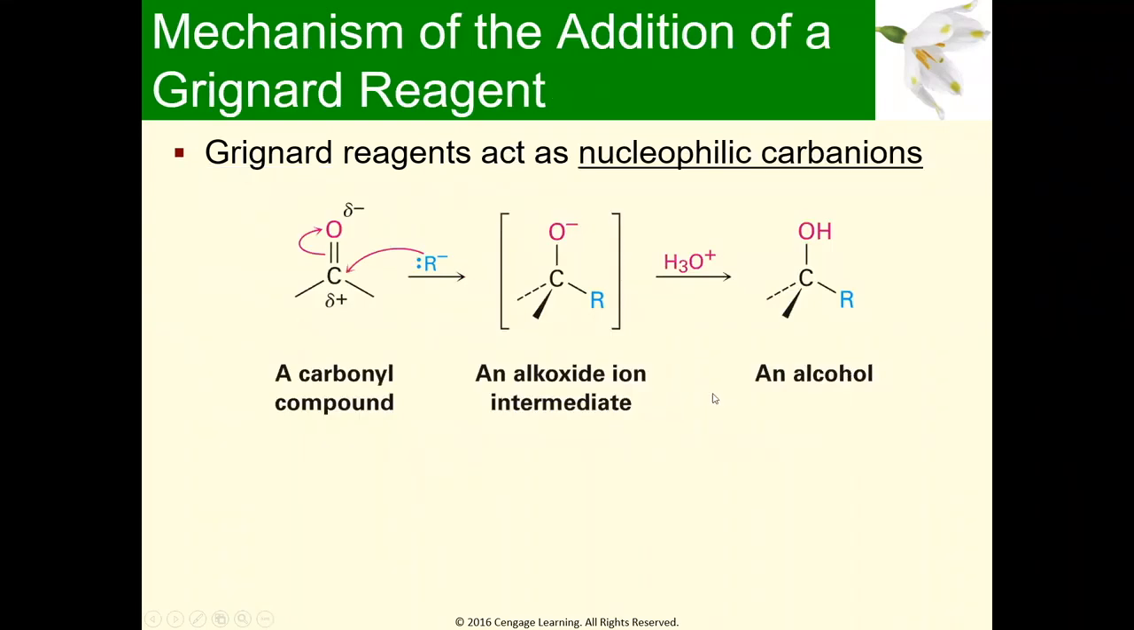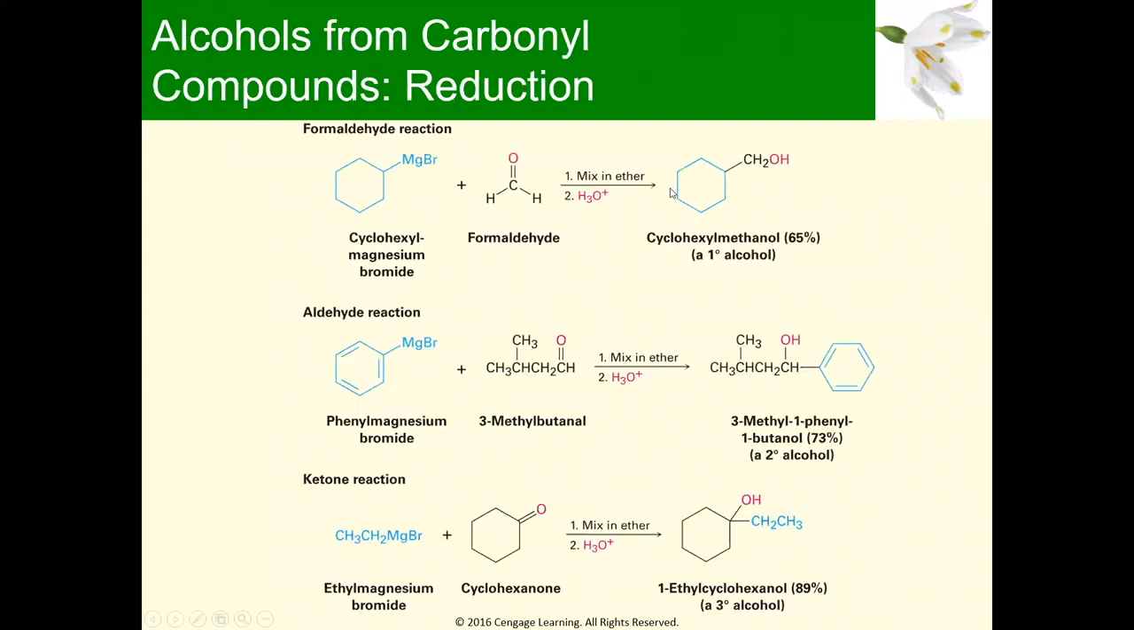So this is just the mechanism that I already kind of showed you. The carbanion that's part of the Grignard reagent acts as the nucleophile. You get the alkoxide, and you treat it with acid, and you get an alcohol. So the Grignard reagents act as nucleophilic carbanions. Here are several examples: alcohols from carbonyl compounds, and this is a form of reduction. Remember that we can define reduction as a decrease in the number of carbon-oxygen bonds. That's evidence of reduction in organic chemistry.